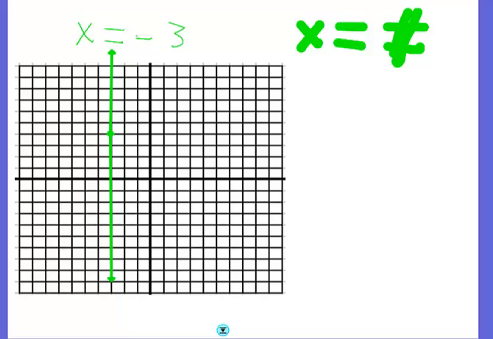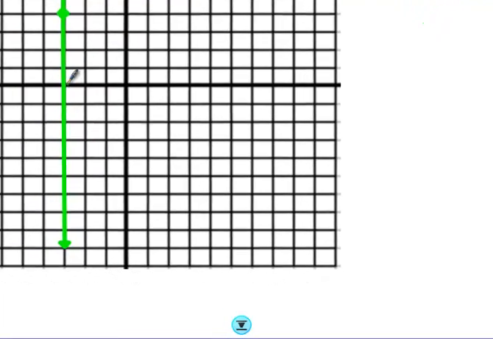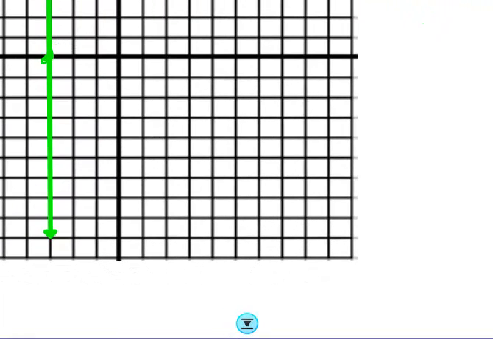All right. And the thing about vertical lines is the y coordinate changes, the x doesn't. So we're going to talk about the slope of a vertical line. So let's look at two coordinates. Let's talk about this point, and we'll talk about the point I circled up here. So this point right here is going to be negative 3, 0. This point is going to be negative 3, 5.